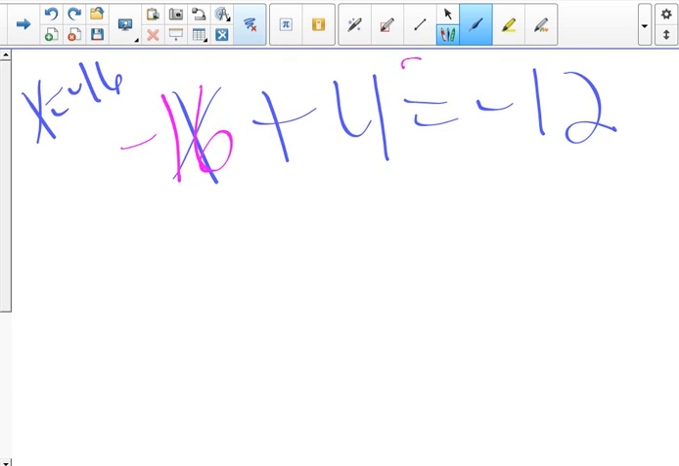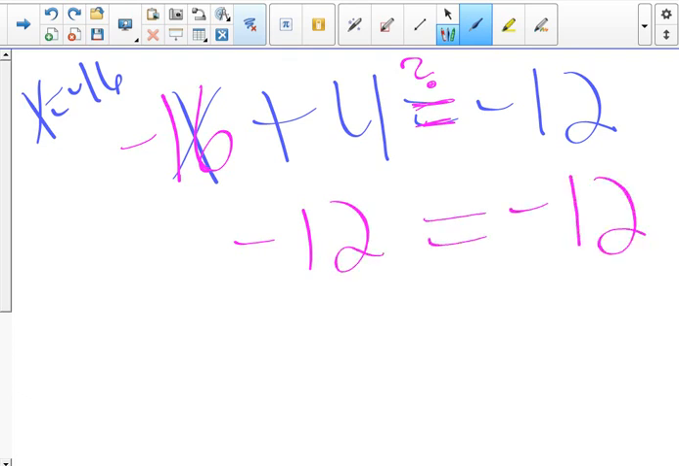When we're checking for correctness, always put a question mark above your equal sign to say, hey, I'm just checking this answer. So negative 16 plus 4 comes out to negative 12. And negative 12 does equal negative 12. So yes, this checks. That means that we've proven that our answer is negative 16.